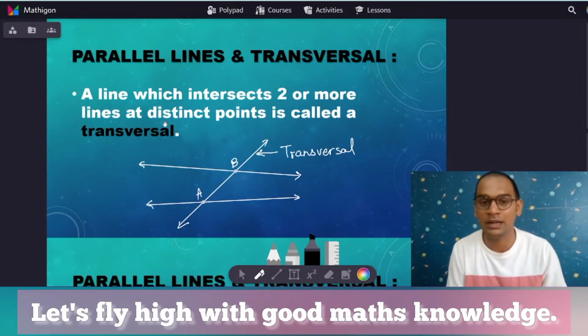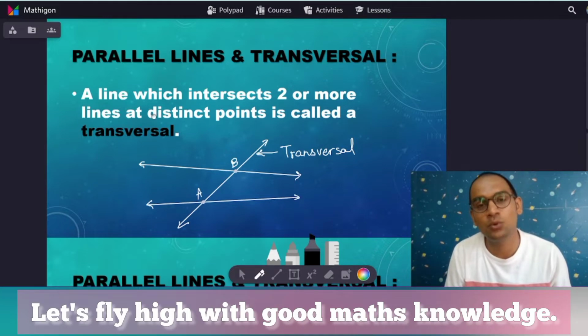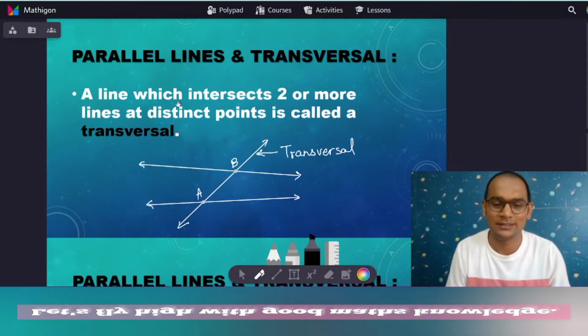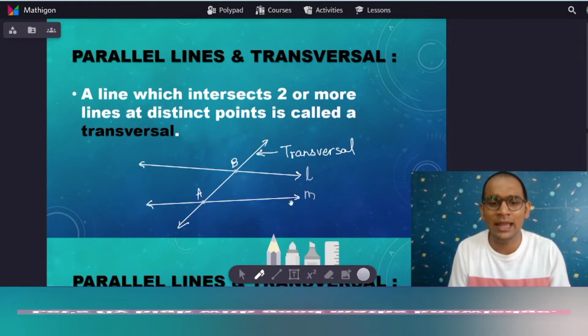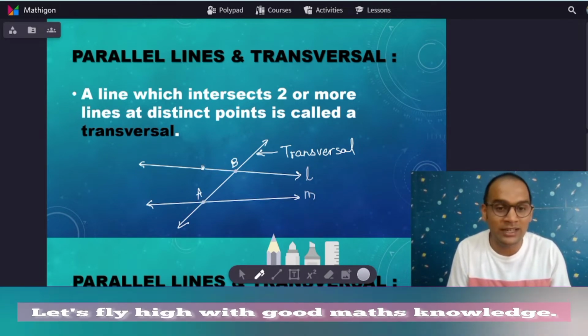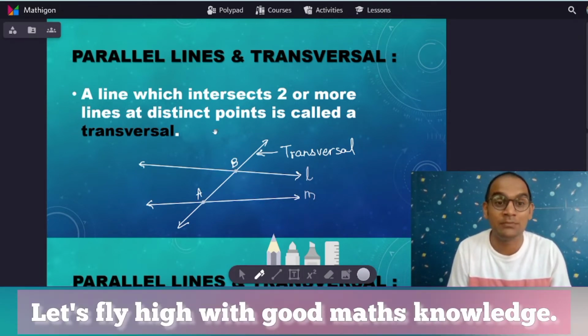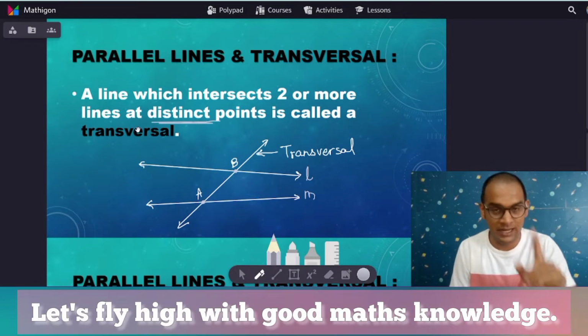Now over here, my dear friends, it is not required that a transversal can only be made with two parallel lines. It can be any type of two lines. Over here, as you can see, we have line L and a line M, and this particular line which is intersecting L and M at A and B. That is what it means, distinct points. That means different points. It should not meet at the same point.